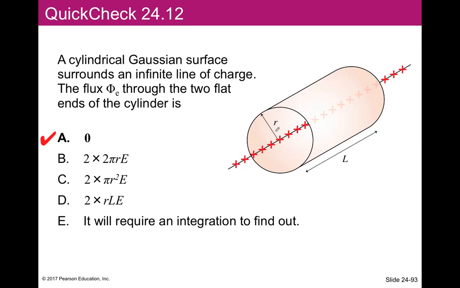Does that make sense? When the charge distribution is this way, your field line is simply going in a radial direction. So when you cut it perpendicular to the line, there's no flux.